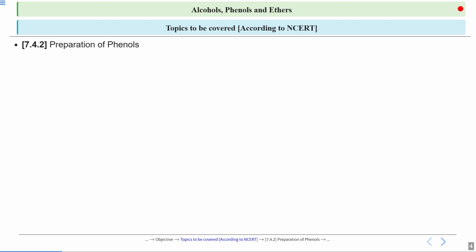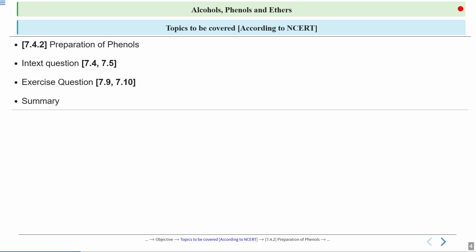The topics to be covered today according to the NCERT. First of all, the section 7.4.2, that is preparation of phenols. Then we will solve in-text question 7.4 and 7.5. Then we will also solve an exercise question 7.9 and 7.10. And then we will lastly conclude with the summary.